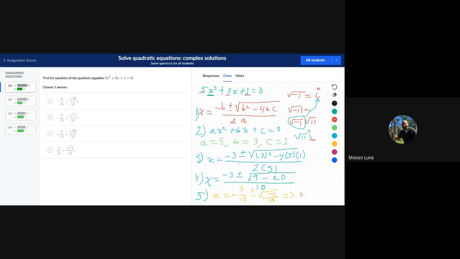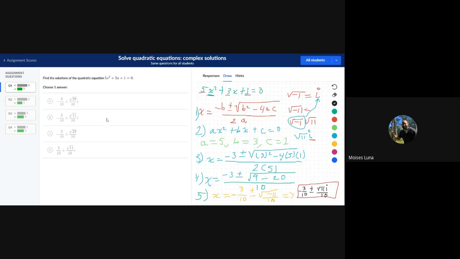You have x, I'm going to write it here in this little square. All right? X equals -3 over 10 plus or minus the square root of 11 i divided over 10. And that would be the final answer.